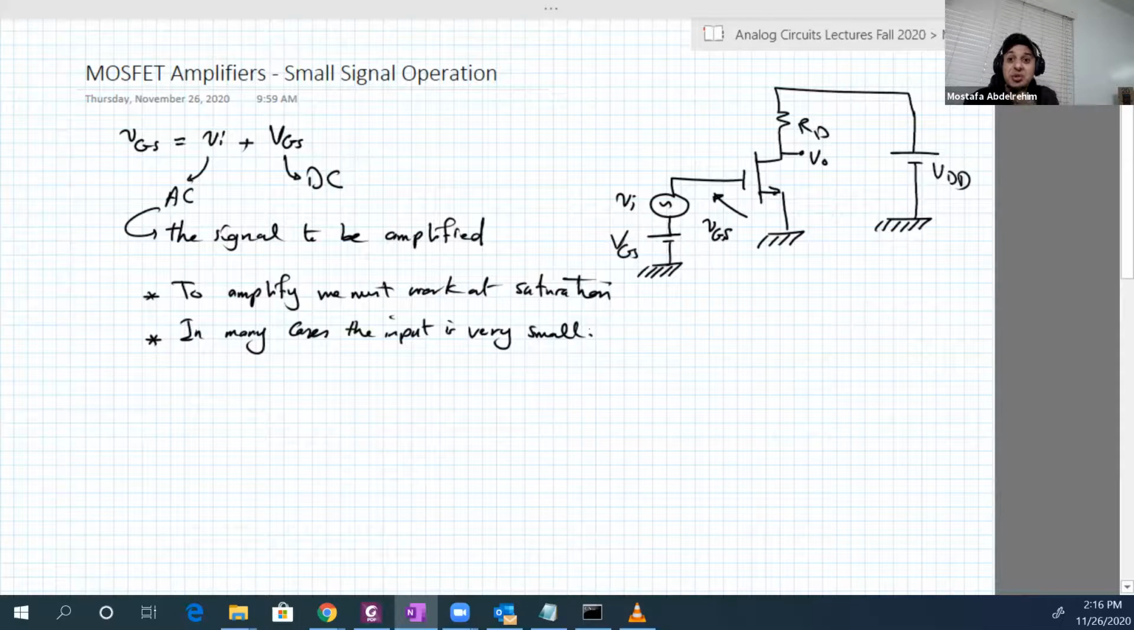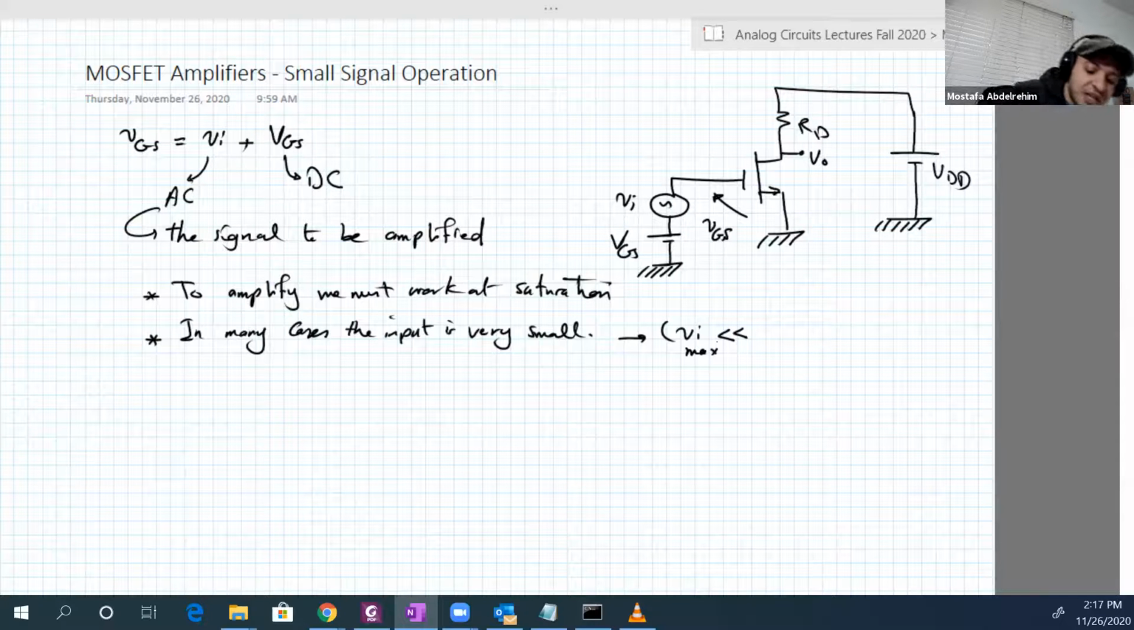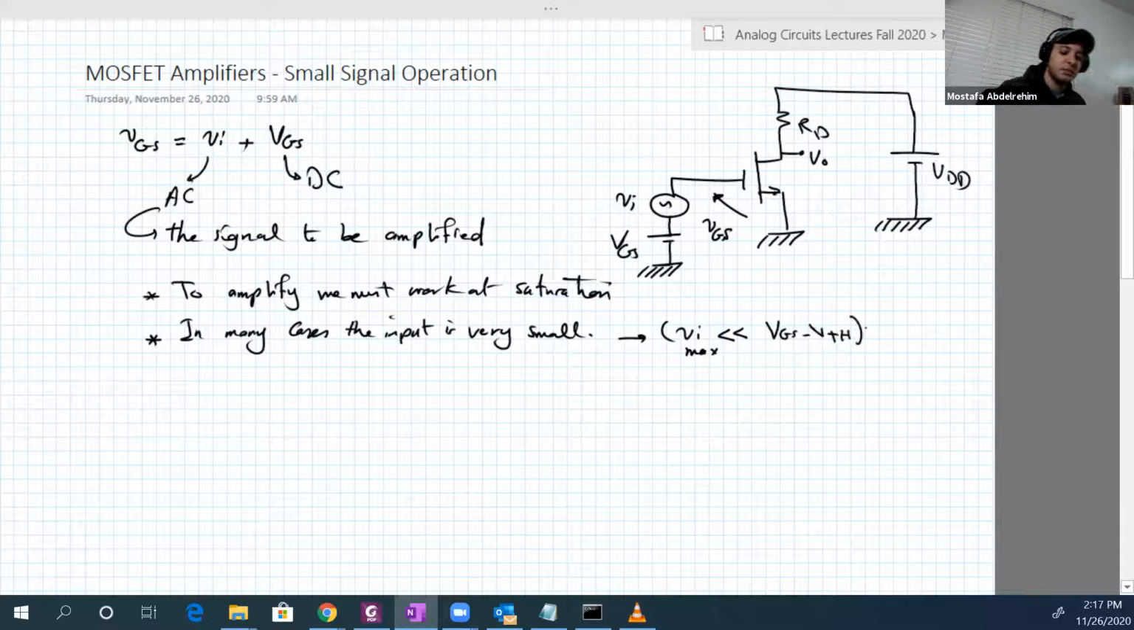And that's why it's important to study the characteristics of the circuits if we assume that the input is really very small. And very small means, as we will see later, maybe in 5 minutes, much less than VGS minus V threshold. So very small means that V input is much less than V input maximum. So it's generally a variable signal that has a maximum and minimum. It's AC. Small means Vi maximum is much less than VGS minus V threshold. Okay.